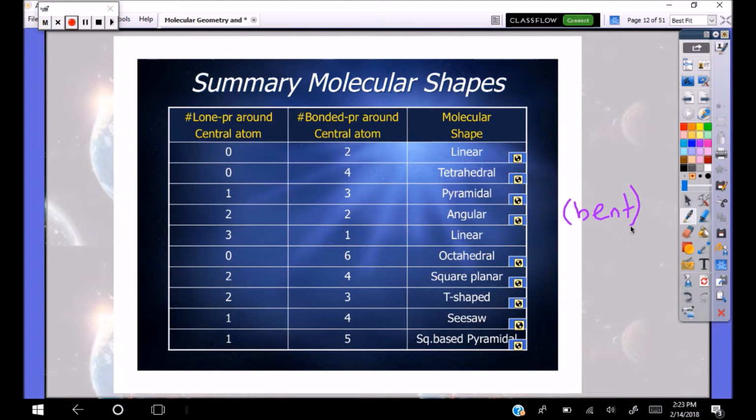When we have one bonding group and three lone pairs, it's also referred to as linear. 6 bonding groups is octahedral. We saw square planar, that's 4 bonding and 2 lone pairs. We have a T-shape, which is 3 bonding and 2 lone pairs. The seesaw is when we have 4 bonding and 1 lone pair. And the square pyramidal is when we have 5 bonding and 1 lone pair.